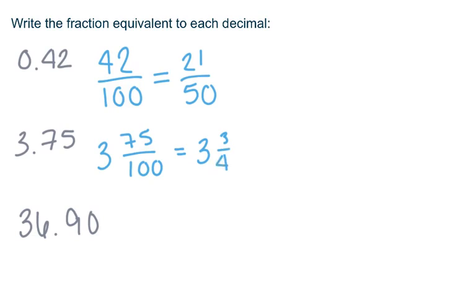And lastly, 36.90 becomes 36 90 over 100, which is equal to 36 9/10.